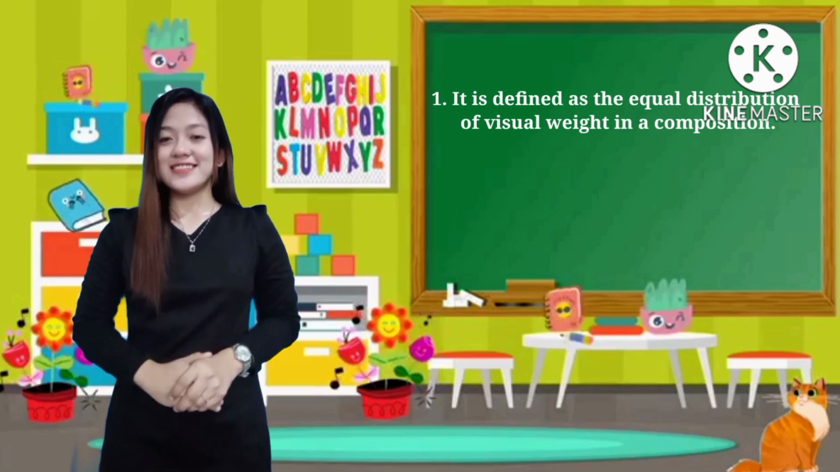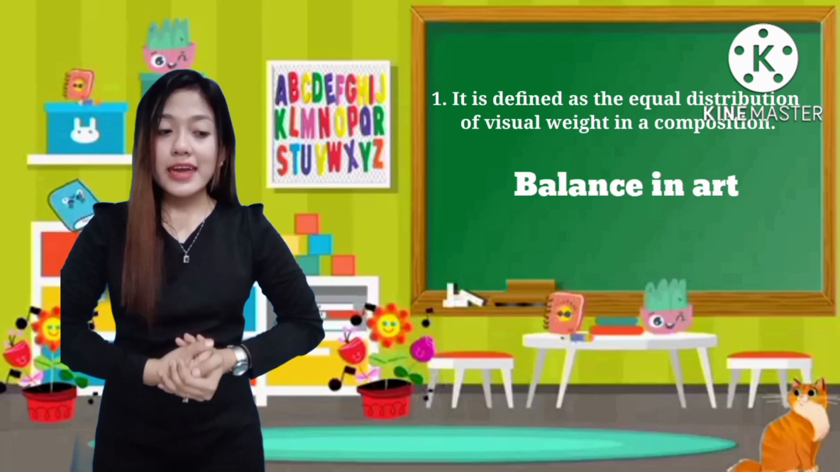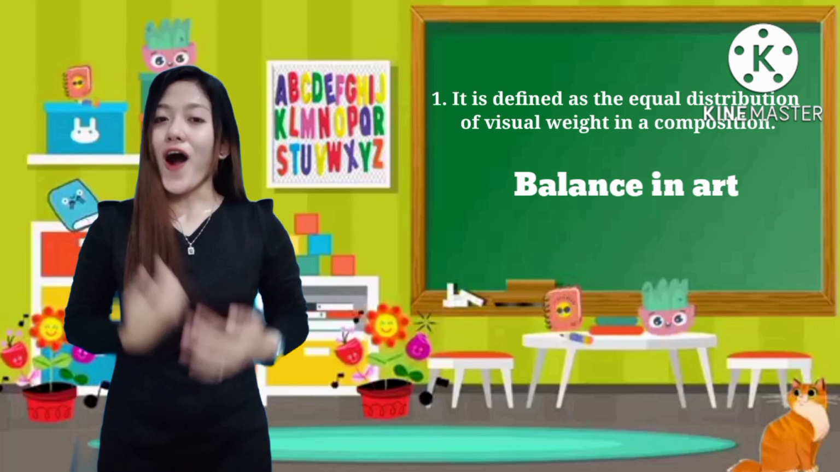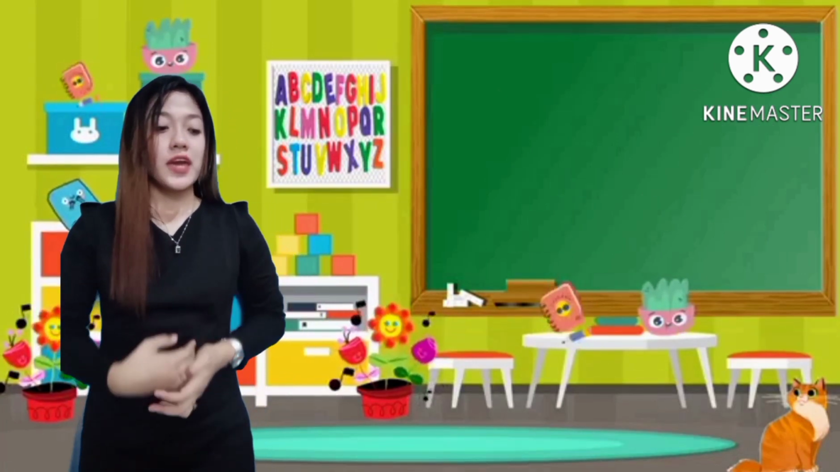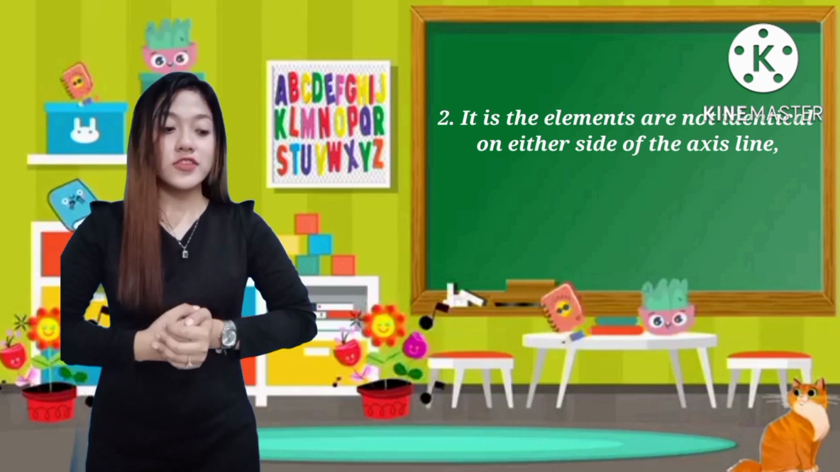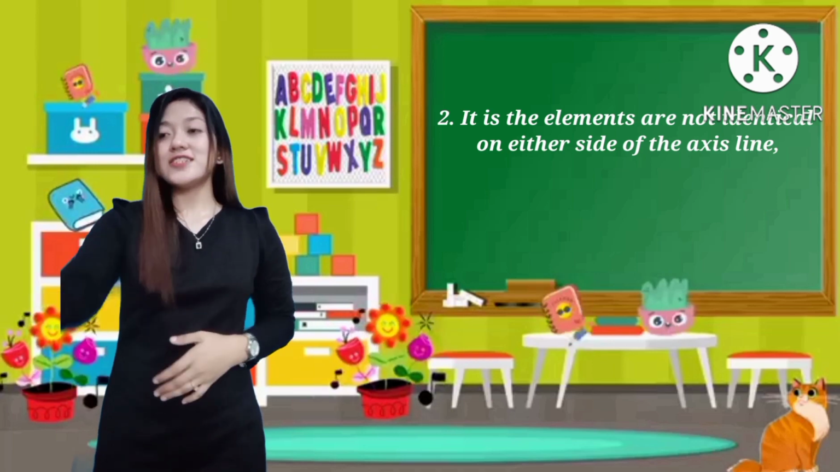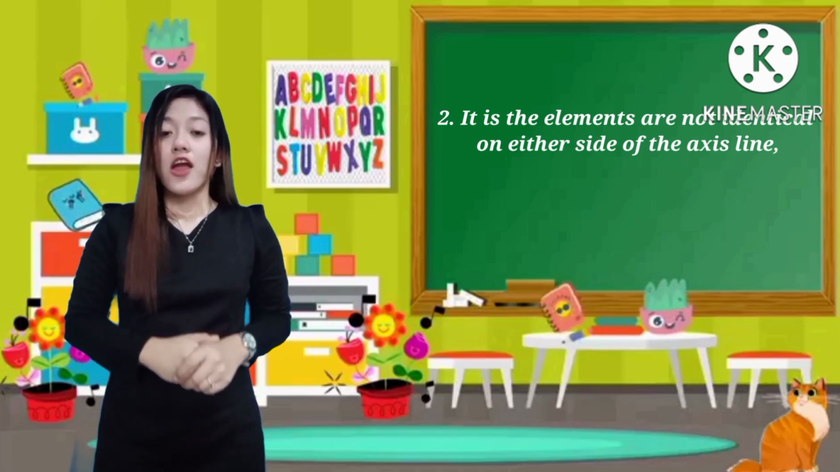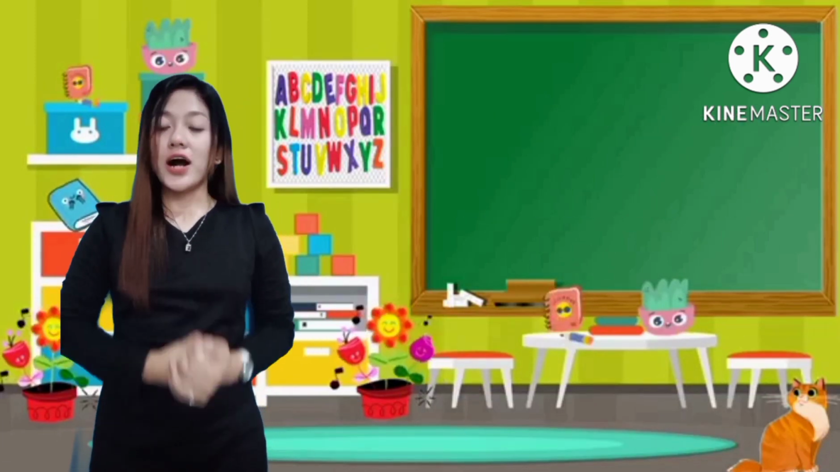Yes, Kate? Balance in art, po, teacher. Very good. The answer is balance in art. Very good, Kate. The second question. It is the elements that are not identical on either side of the axis line. Yes, Tonette? Asymmetrical balance, po, teacher. Very good. It is asymmetrical balance.